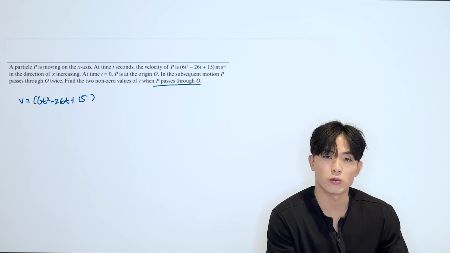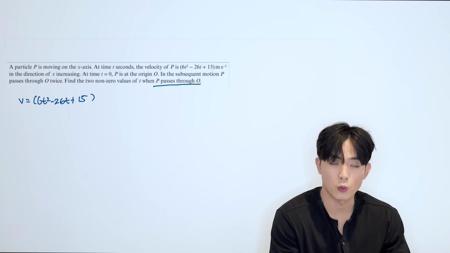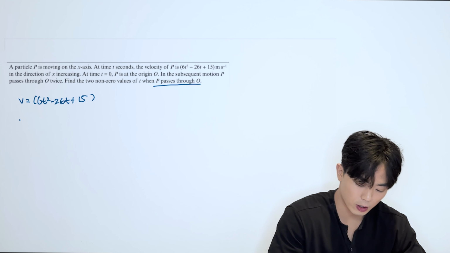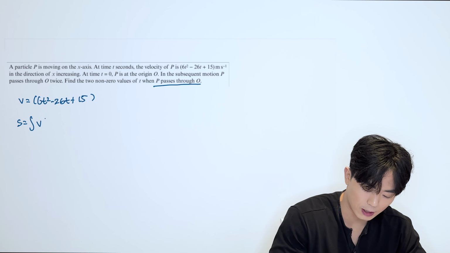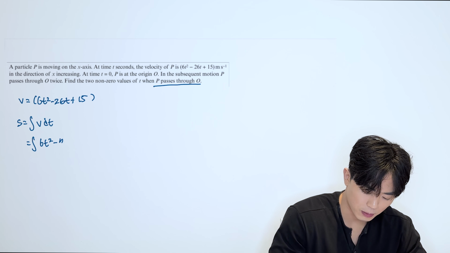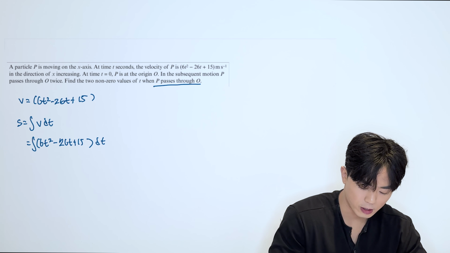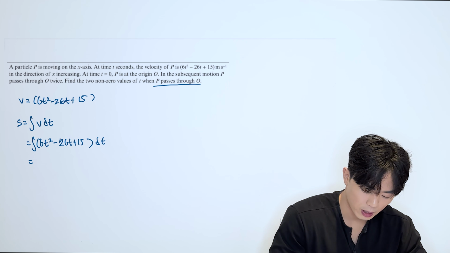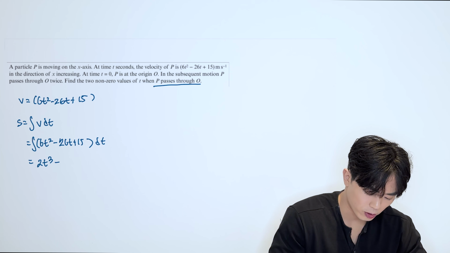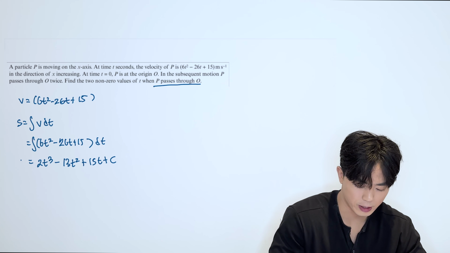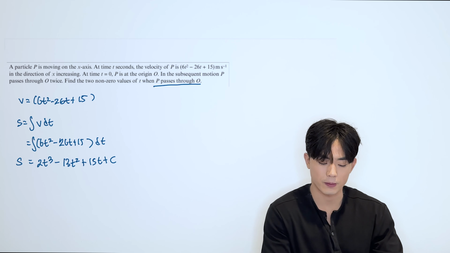To work this out, we need to understand what the displacement function is. And we know to get the displacement, we have to integrate the velocity function. So I'm going to have to integrate this velocity function, 6t squared minus 26t plus 15, with respect to t, so dt. This will give me 2t cubed minus 13t squared plus 15t plus c. It's important that you include this plus c.